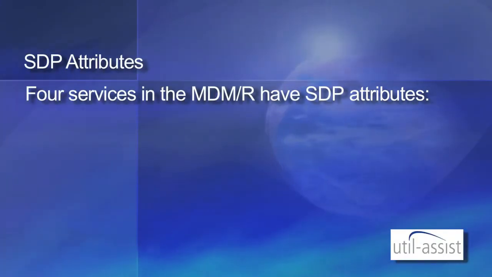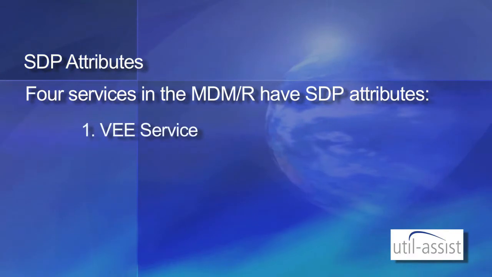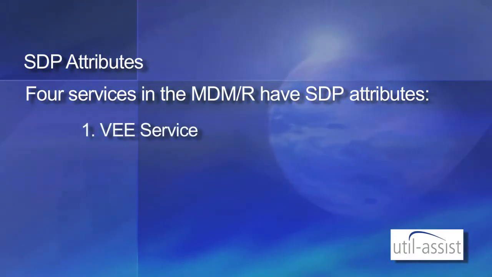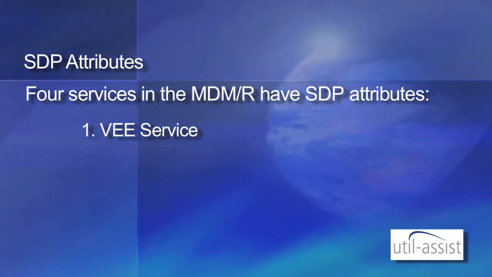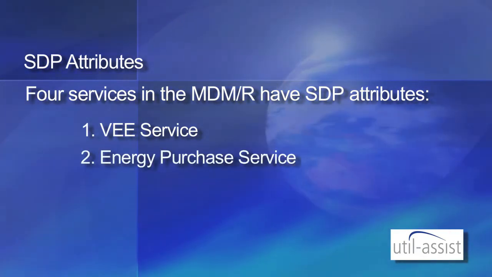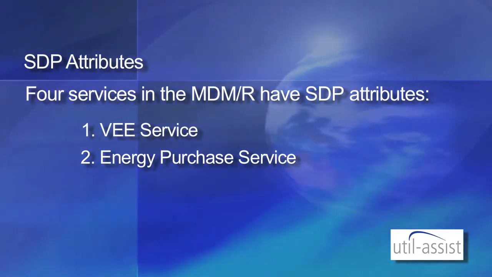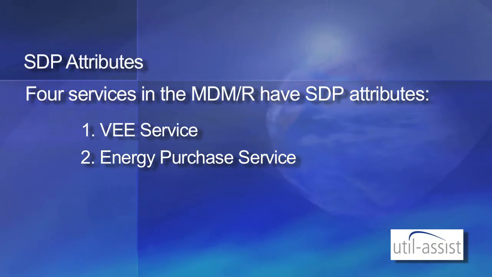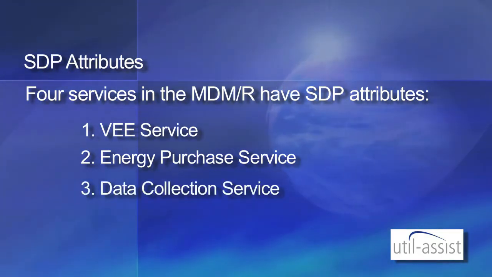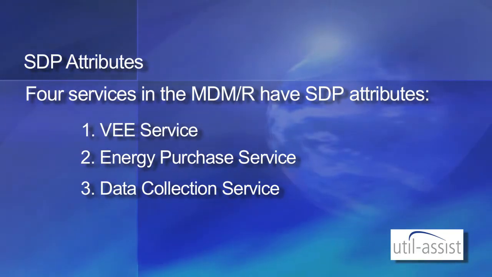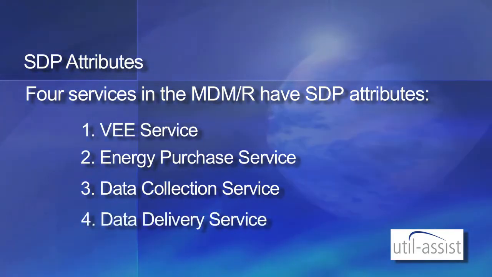4 services in the MDMR have SDP attributes. 1. The VEE service describes the validation, editing, and estimating rule set that is applied to meter read data. 2. The energy purchase service describes the way in which meter read data is aggregated into billing quantities. This attribute is consistent with the framing structure attribute. 3. The data collection service is consistent with the meter AMCC type attribute. And 4. The data delivery service relates the billing quantity data from the MDMR to the LDC.